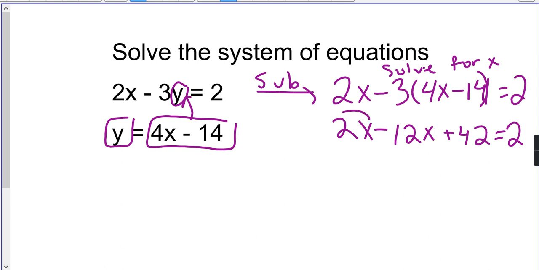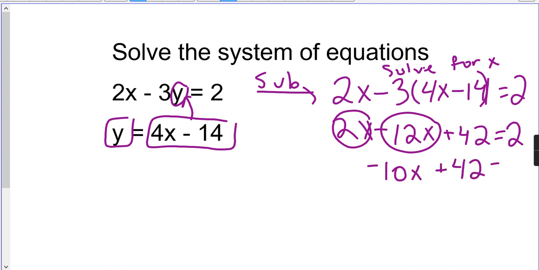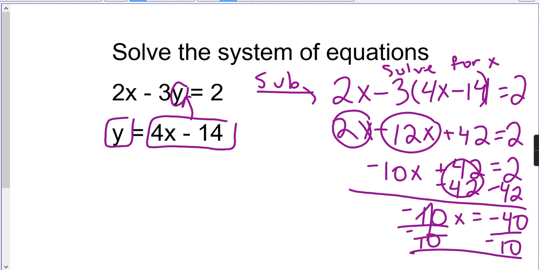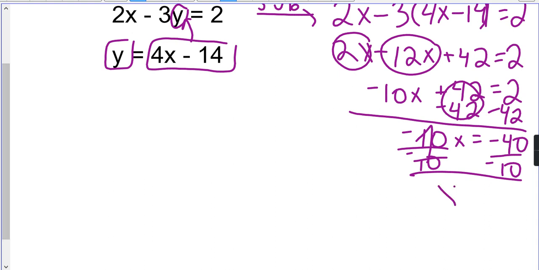I'll continue to simplify. 2x and negative 12x is negative 10x. Negative 10x plus 42 equals 2. I'll subtract 42 on each side, I have negative 10x equals negative 40. Divide by negative 10. And x is equal to positive 4.